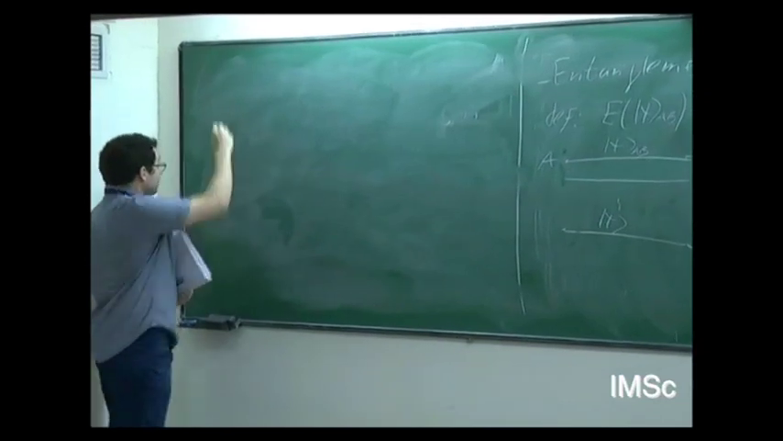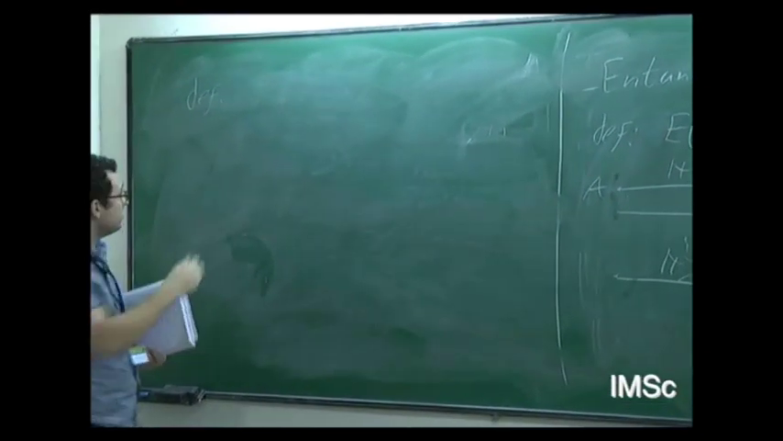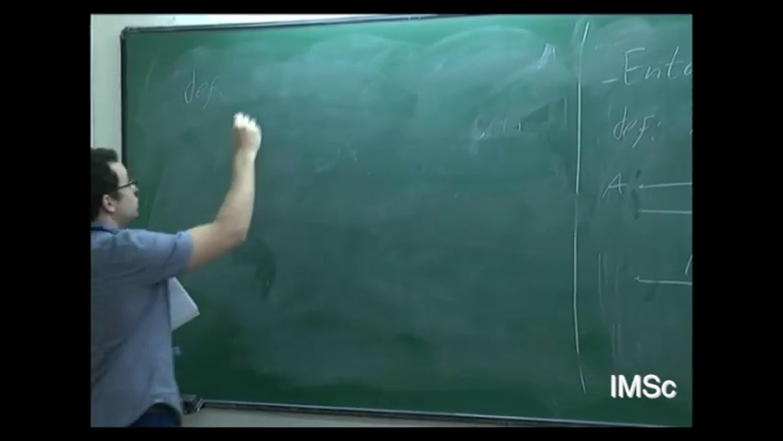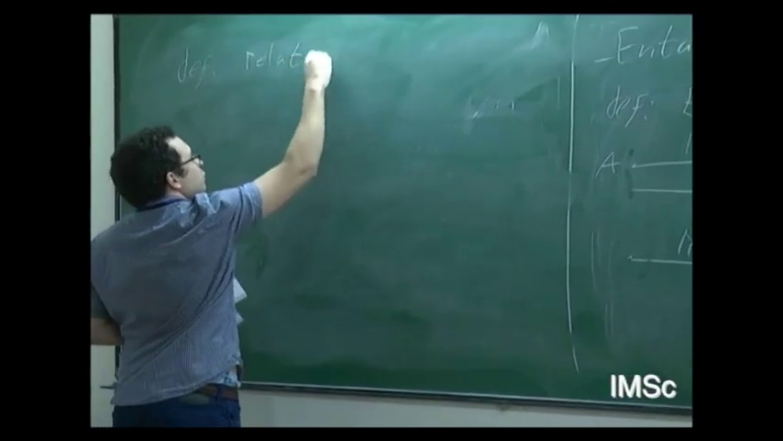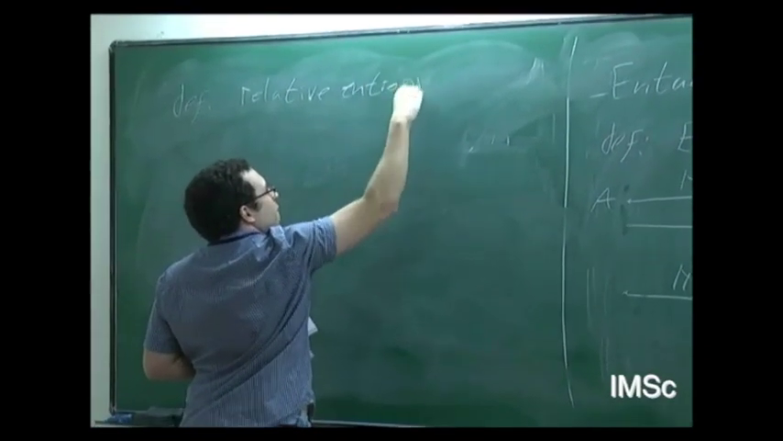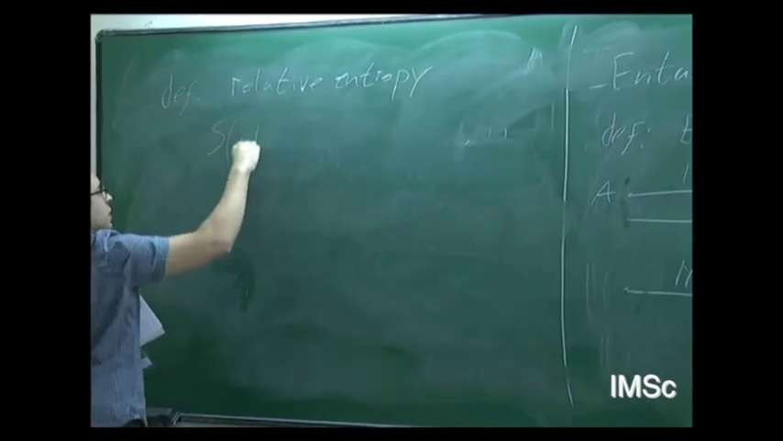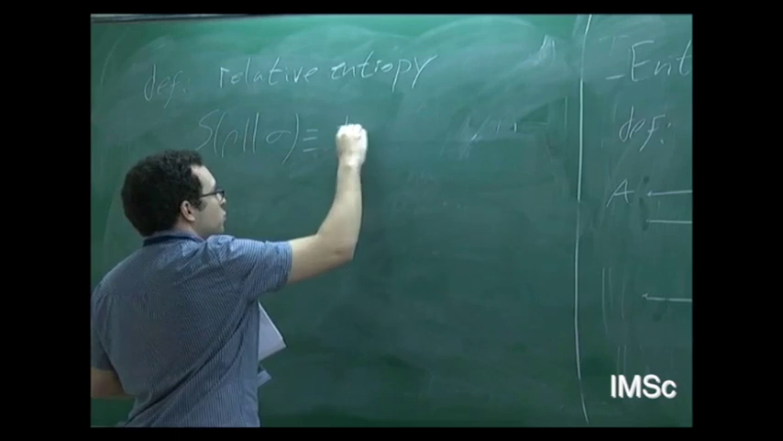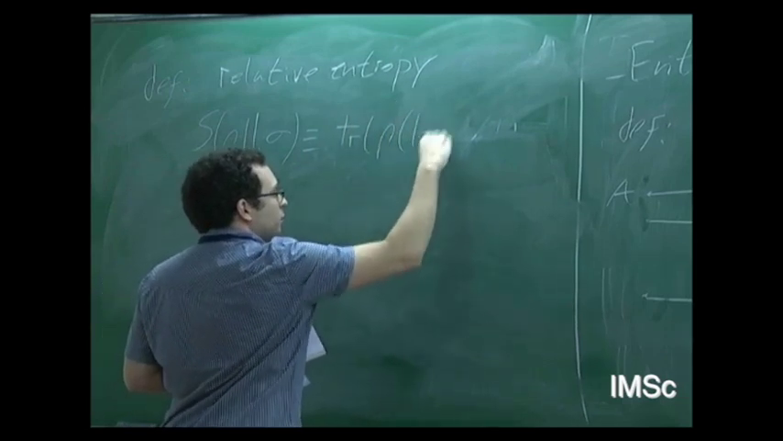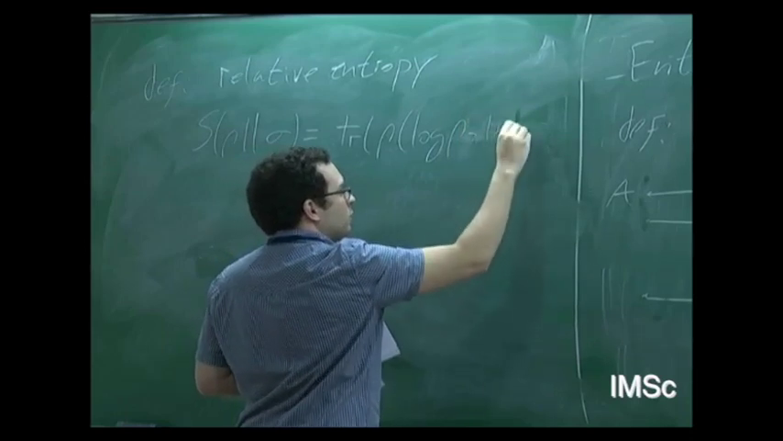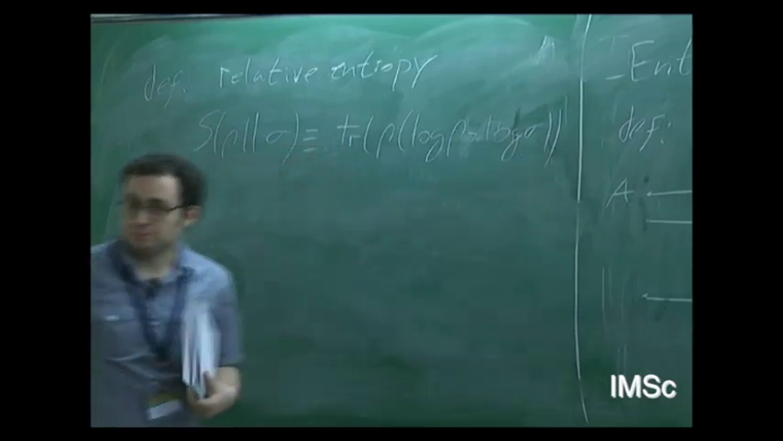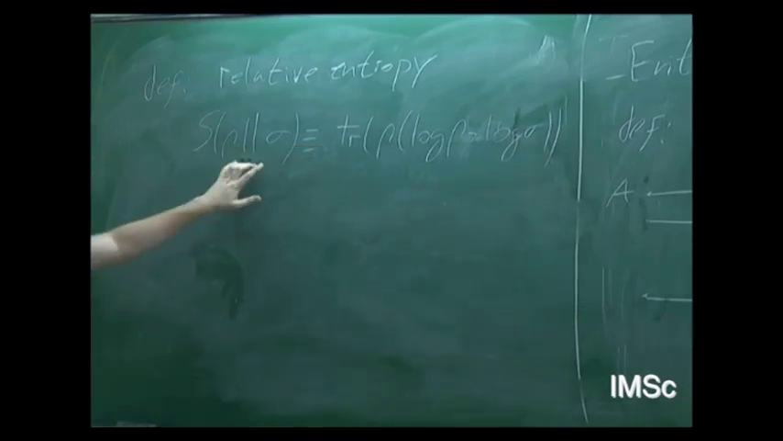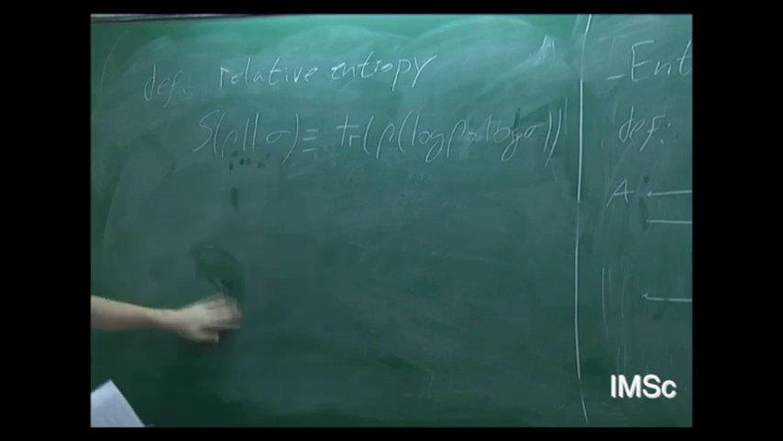But for now, another definition, another measure of distinguishability that we're going to use later. This is what we call the relative entropy. It's a function of two states in the same vector space, two density matrices. The definition is, you look at trace of rho times log rho minus log sigma. So this is, again, a measure of distinguishability. The closer these two states are, the smaller the relative entropy. It's a very important information theoretic quantity. I could give a whole course about this. It's something very useful in quantum information.